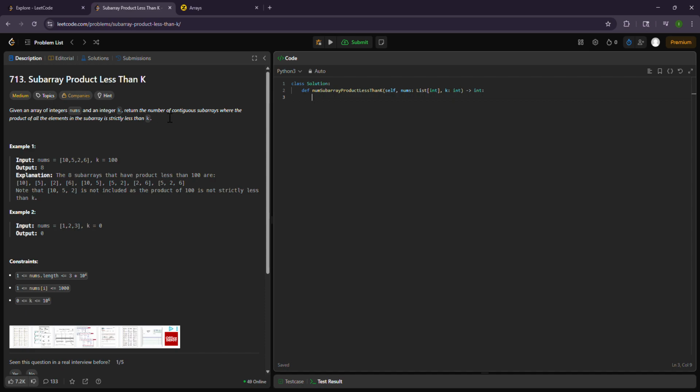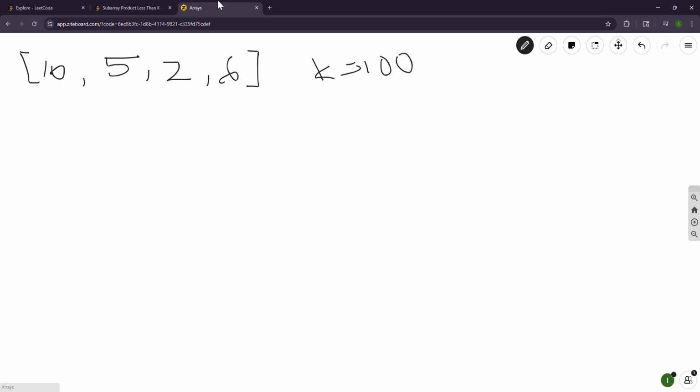We want to return the number of contiguous subarrays where the product of all the elements in the subarray is less than k. So first of all, we will have to find a subarray whose product is strictly less than k, not equal to k, not greater than k, less than k. First of all, we have to find our constraint metric. Now, what is a constraint metric? A constraint metric is what the question actually wants from us.